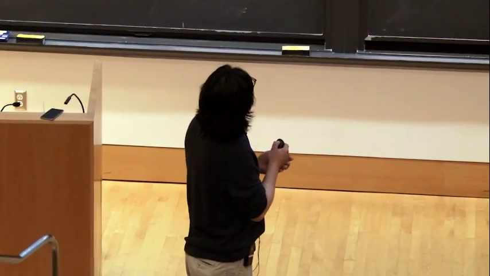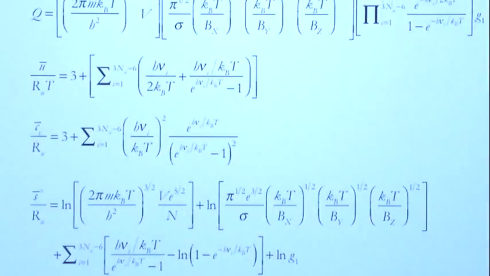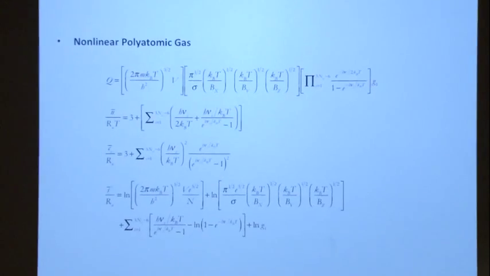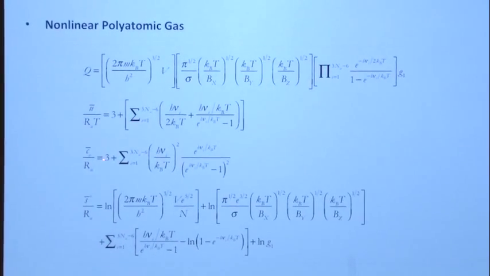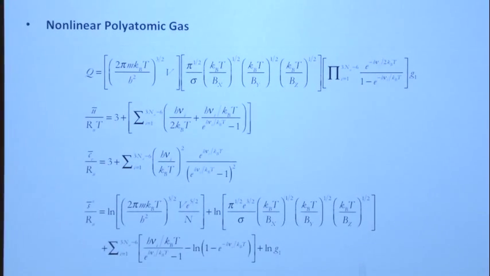For a nonlinear molecule, I have 3 rotational degrees of freedom. Therefore, the initial term 3 comes from 3 over 2 due to translation. Then another 3 over 2 due to 3 rotational degrees of freedom, each contributing 1/2 times the gas constant. All right? And then you have the vibrational contribution in the second term.